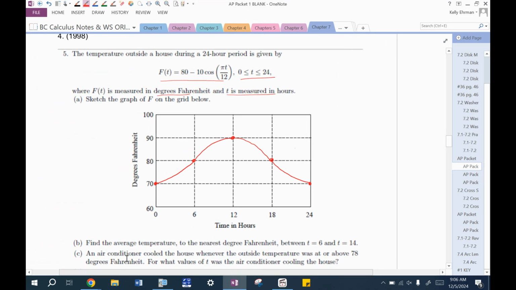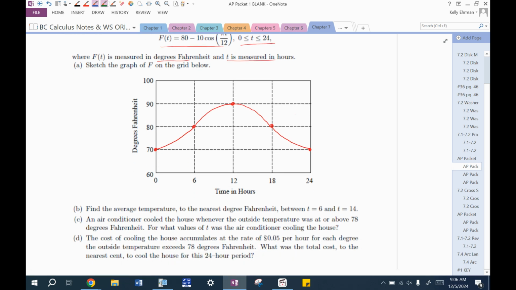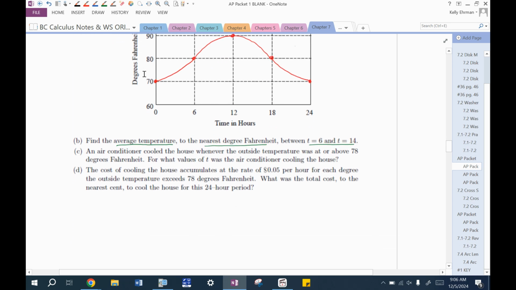That's part A. Part B says, find the average temperature to the nearest degree Fahrenheit between 6 and 14. Now remember, this is a model of temperature. So this is a model of capital F of t. They want us to find F average. This is back from chapter 4.